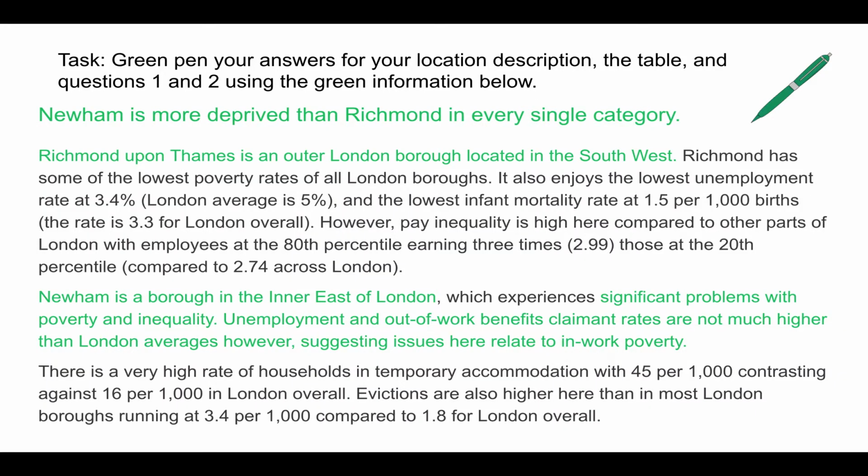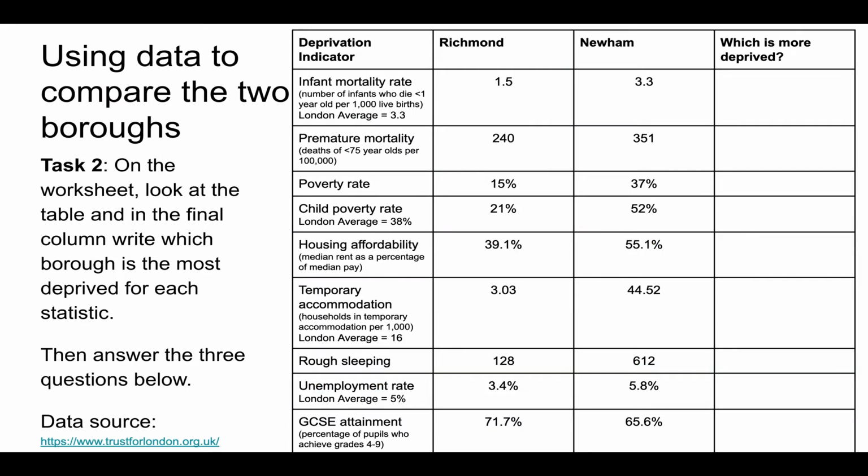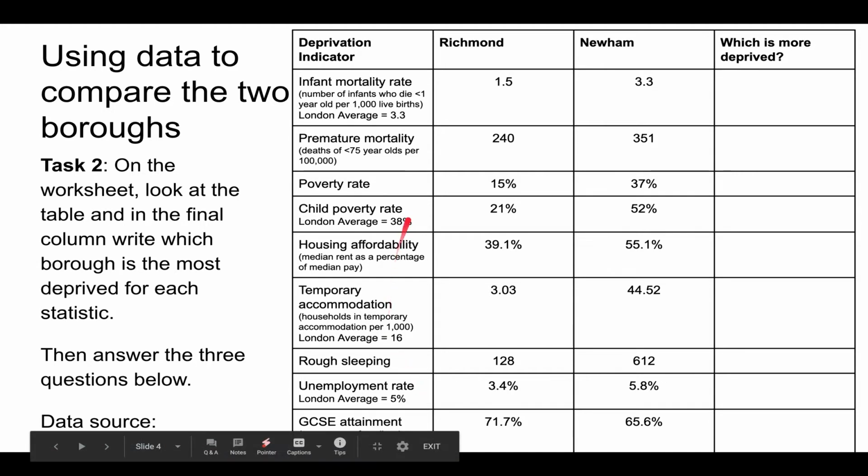So let's have a look at some of those answers. Can you highlight in green anything that you are adding that you haven't done by yourself? So just overall then, you should have discovered that Newham is a much more deprived place than Richmond in every category we looked at. Now, for some categories, it's going to be significantly more deprived, and other categories, a little bit more deprived. You might also have noticed something else.